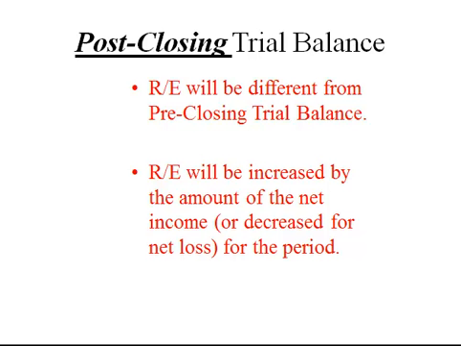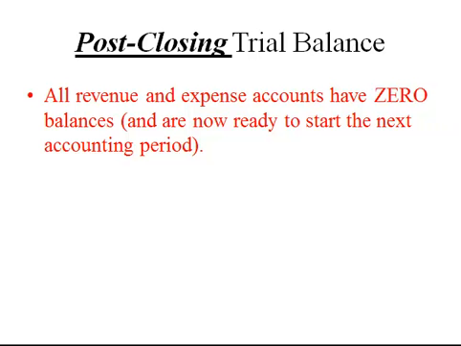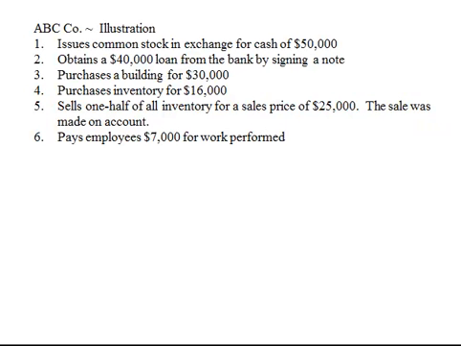Retained earnings will increase by the amount of net income for the period, or decrease if we had a net loss. All revenue and expense accounts will have a zero balance on the post-closing trial balance. This shows that we are ready to begin the next period, capturing new revenues and new expenses with a clean slate. Recall the illustration we have worked with previously in Solid Footing Chapters 3 and 4.